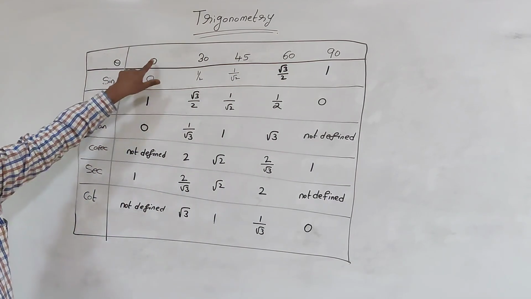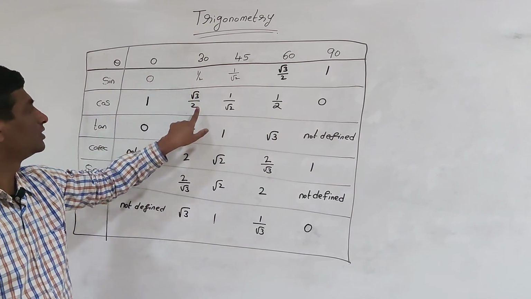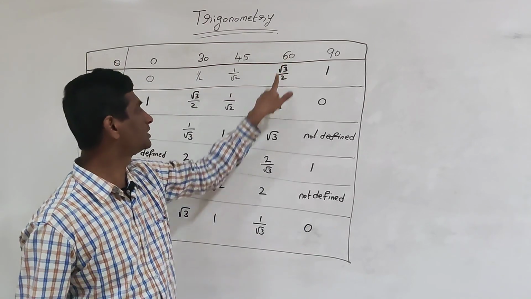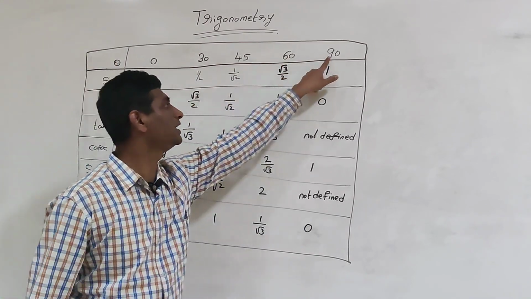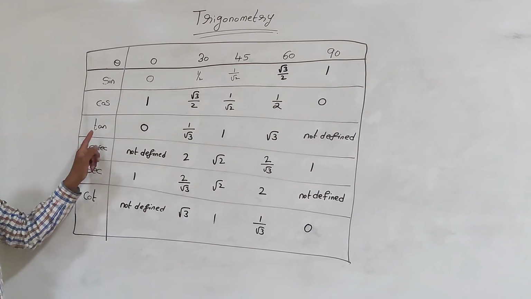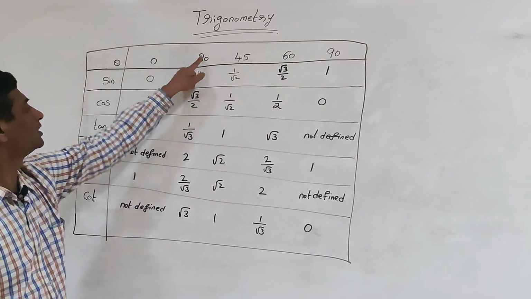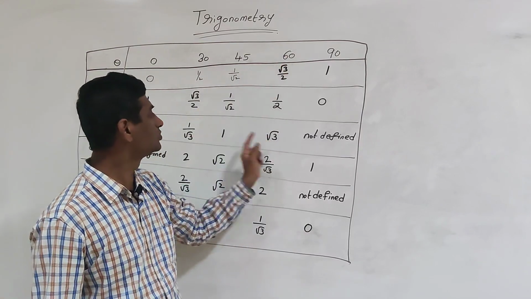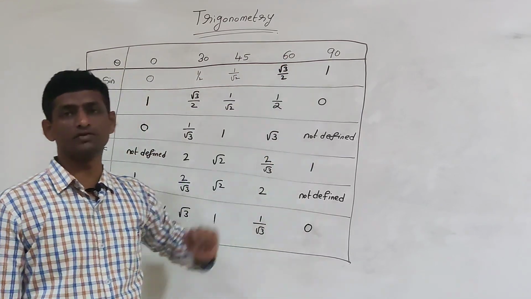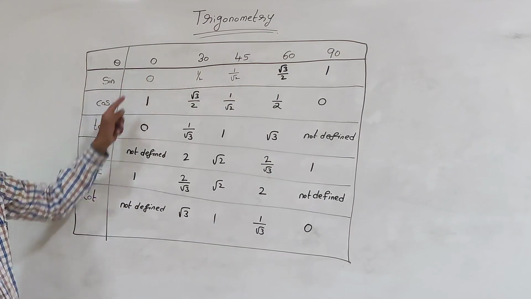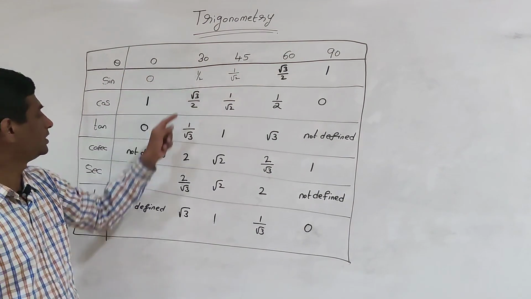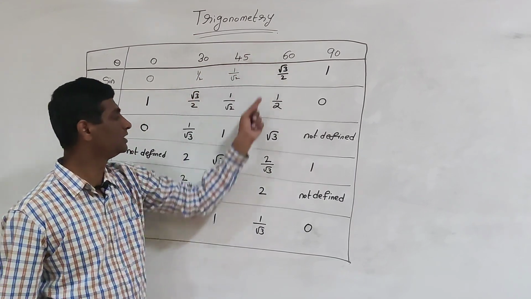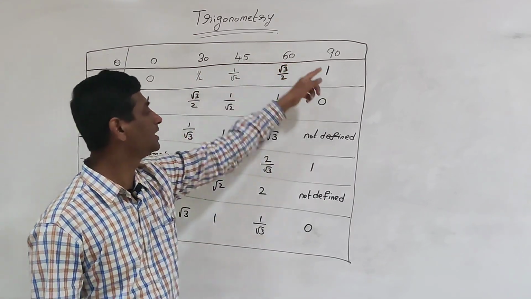Next, cos 0 is 1, cos 30 is root 3 by 2, cos 45 is 1 by root 2, cos 60 is 1 by 2, cos 90 is 0. Next, tan 0 is 0, tan 30 is 1 by root 3, tan 45 is 1, tan 60 is root 3, tan 90 is not defined. Cosecant 0 is not defined, cosecant 30 is 2, cosecant 45 is root 2, cosecant 60 is 2 by root 3, cosecant 90 is 1.